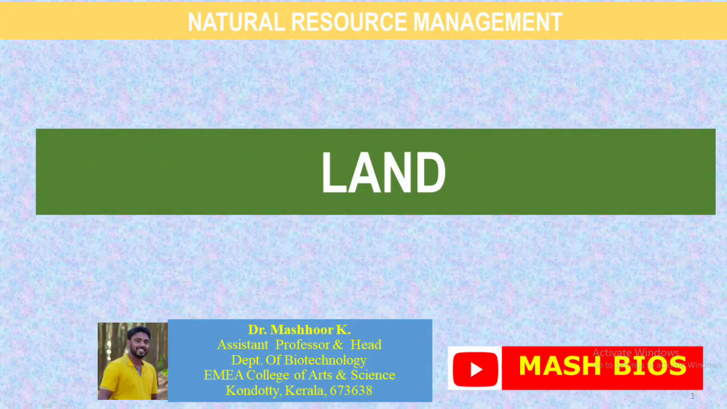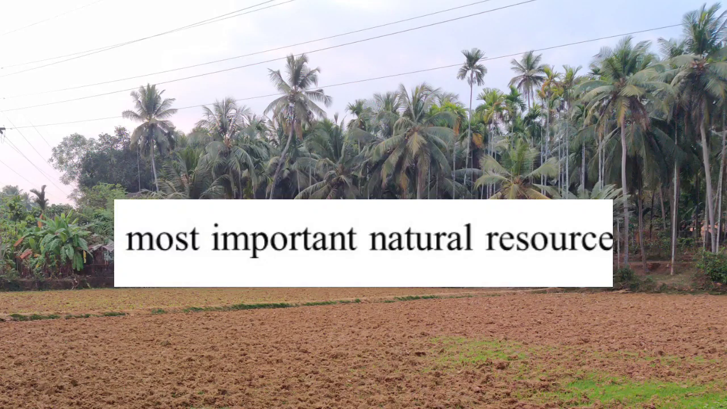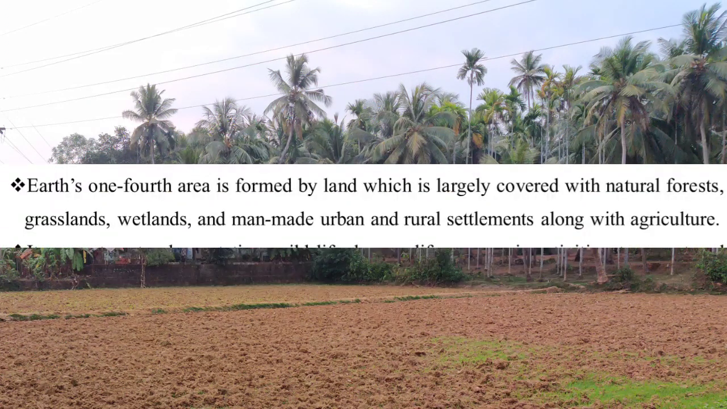In the Natural Resource Management paper, today I would like to discuss Unit 3, land. We know that land is one of the most important natural resources, and about a quarter of the Earth's area is formed by land. This land is largely covered with natural forest, grasslands, wetlands, and man-made urban and rural settlements along with agriculture.